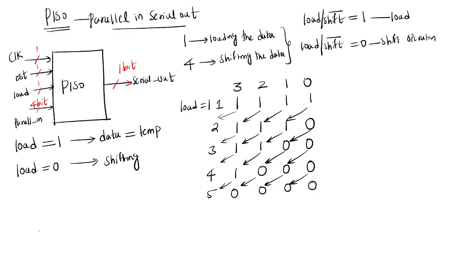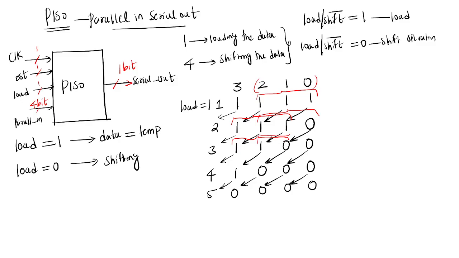So what is the logic? Same as SISO only. Every time, bits 2 down to 0 are copied to 3 down to 1, no? At the second clock pulse it is copying, and at the third clock pulse 110 is copied over here.